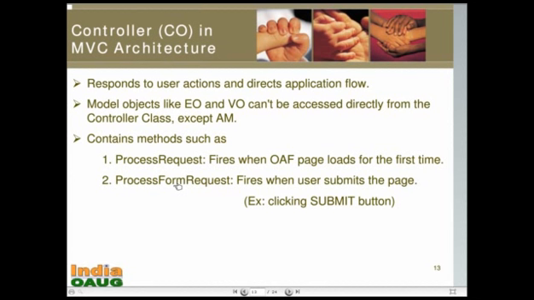The third method we cannot touch, because Oracle won't allow writing code in it, so we can completely eliminate it. But we can remember the method name and what it does; we'll discuss that later. Now we only have 2 methods: process request and process form request. If you want to write any logic, you write it inside these 2 methods only. The first method is fired when the OAF page is loaded the first time, meaning when the page is opened. The second method, process form request, fires when the user clicks the button and submits the page.